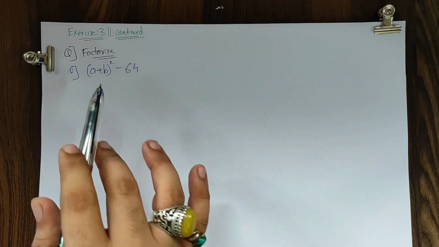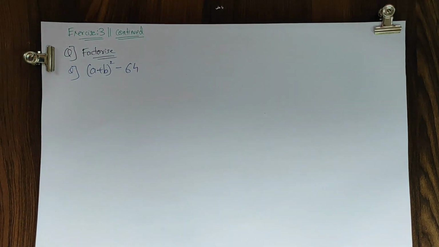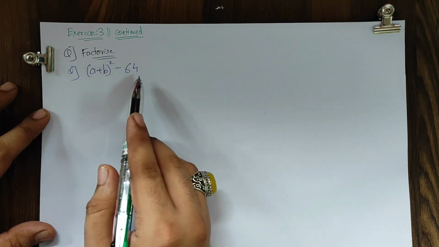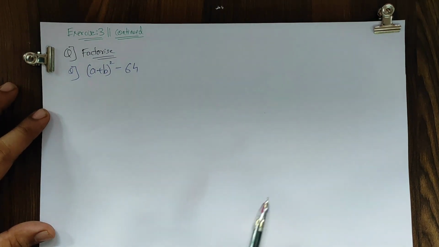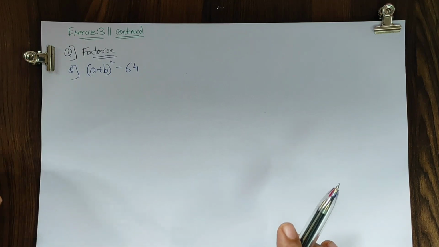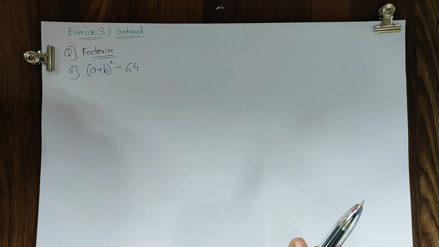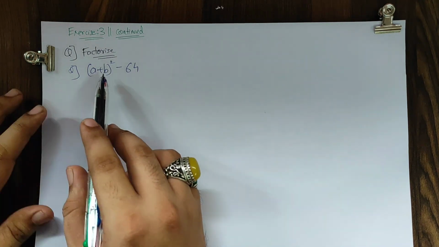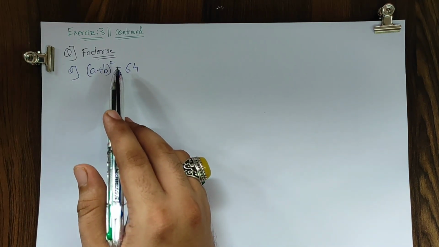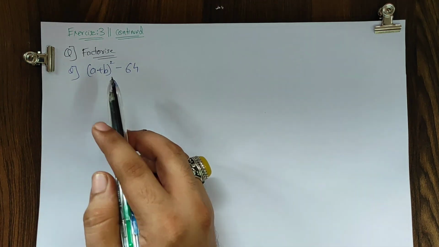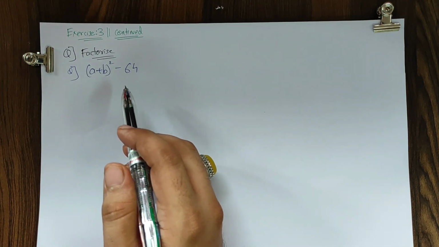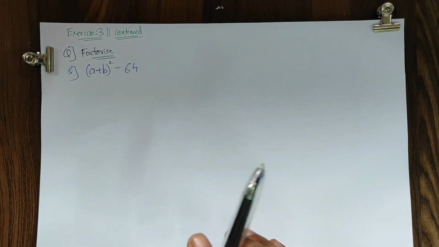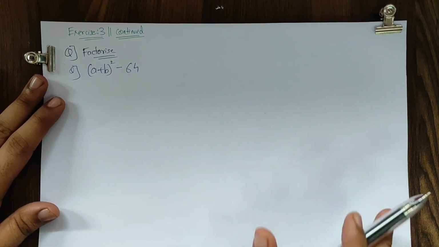Okay, now the heading for the new question is just factorize, and I have something here as (a plus b) the whole square minus 64. Now there must be some students who must be thinking that for (a plus b) the whole square, we can apply the square formula, which we have already learned in the last two lectures: a square plus 2ab plus b square. Okay, definitely you can apply, but there is another way.